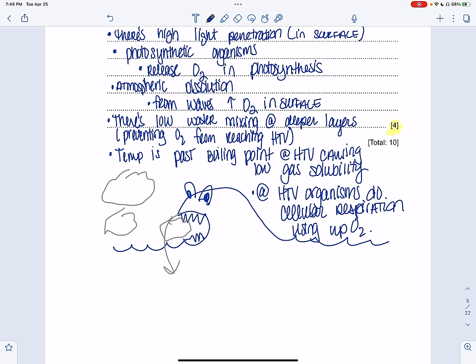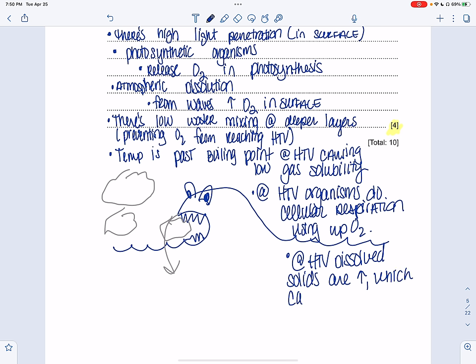Okay, and then the last thing I'm going to mention is the salinities. At HTV, dissolved solids, which is the definition for salinity, are high, which causes low gas solubility.